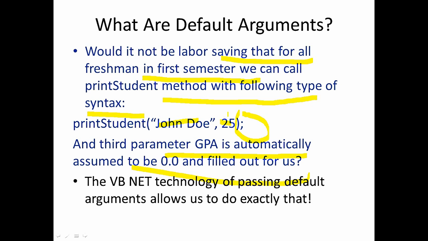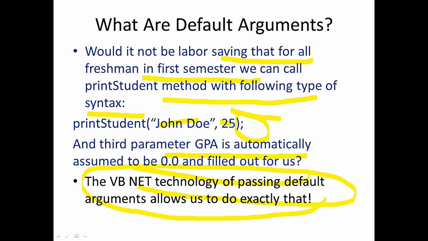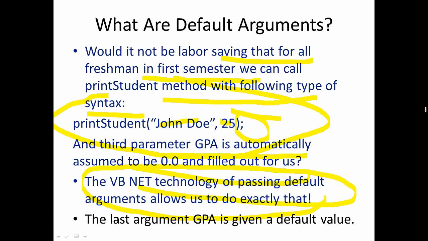Well, it just so happened that VB.NET has a technology called passing default arguments to the methods, and that allows us to do exactly what we are saying here. Okay. Last argument of GPA is given a default value using this technology called passing default arguments.